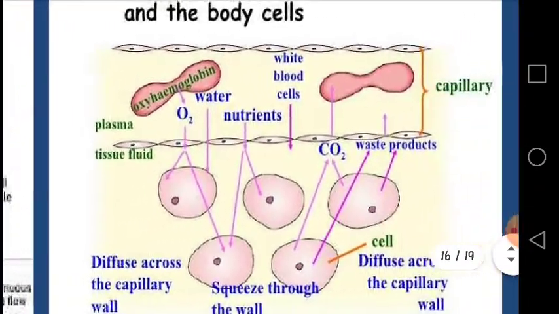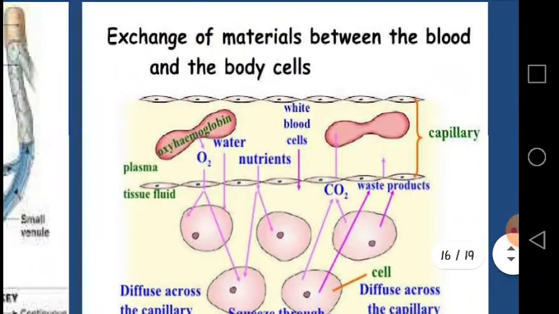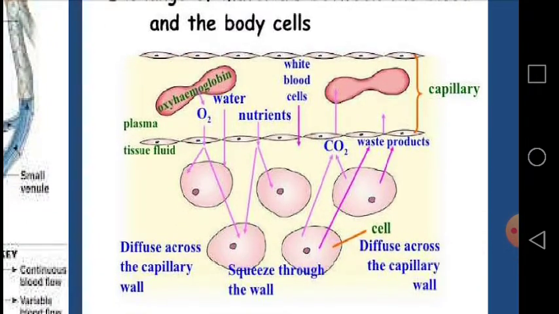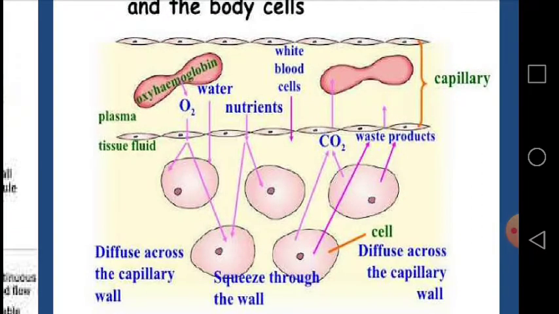For better understanding of the exchange of materials between the blood and the body cells, you can see this labelled diagram. You can see the oxygen is moving from the capillaries into the body tissues, and the carbon dioxide is moving from the body tissues into the blood present in the capillaries. Along with the carbon dioxide, other wastes are also moving from the body tissues into the capillaries, and the nutrients from the blood are moving into the body tissues.